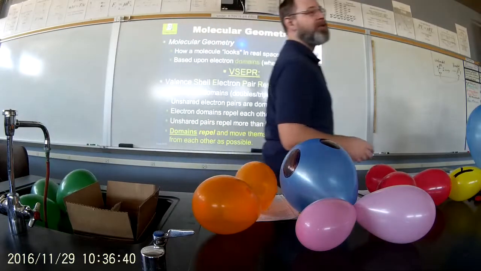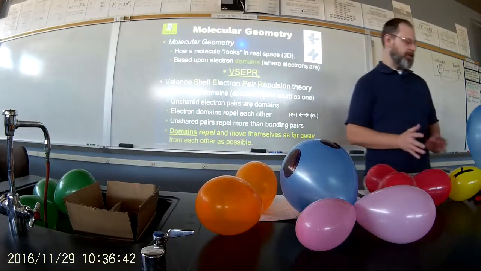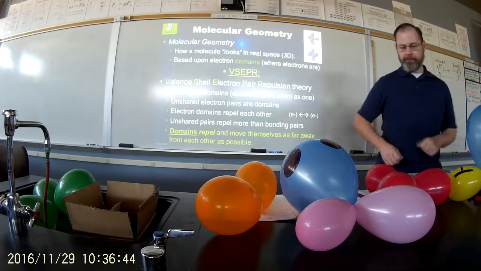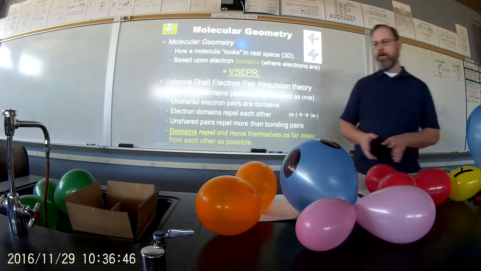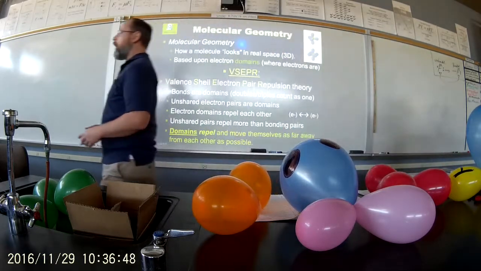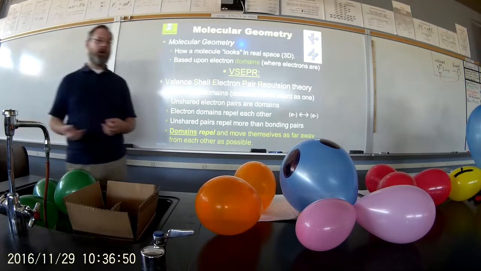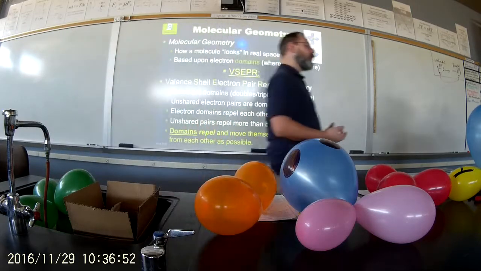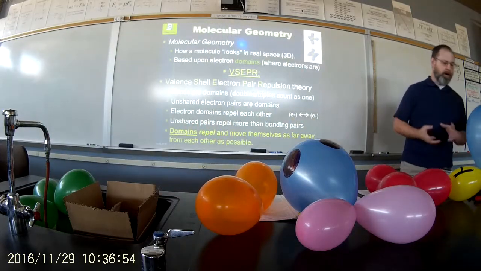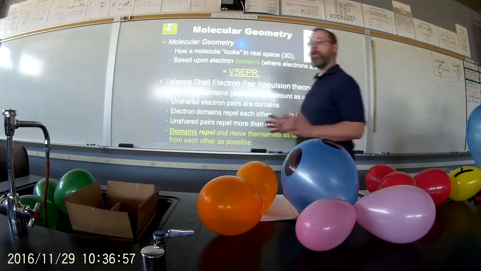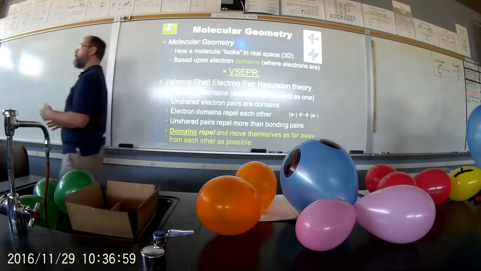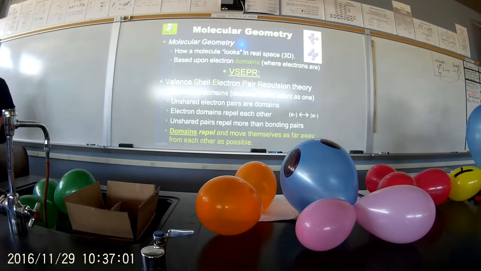Now, there are 5 or 6 other special geometries, but we're going to learn about those later. These geometries are called the fundamental geometries or the electronic geometries. When all you have are domains, and we don't care about what type of domains they are, we have a fundamental geometry, sometimes called an electronic geometry.